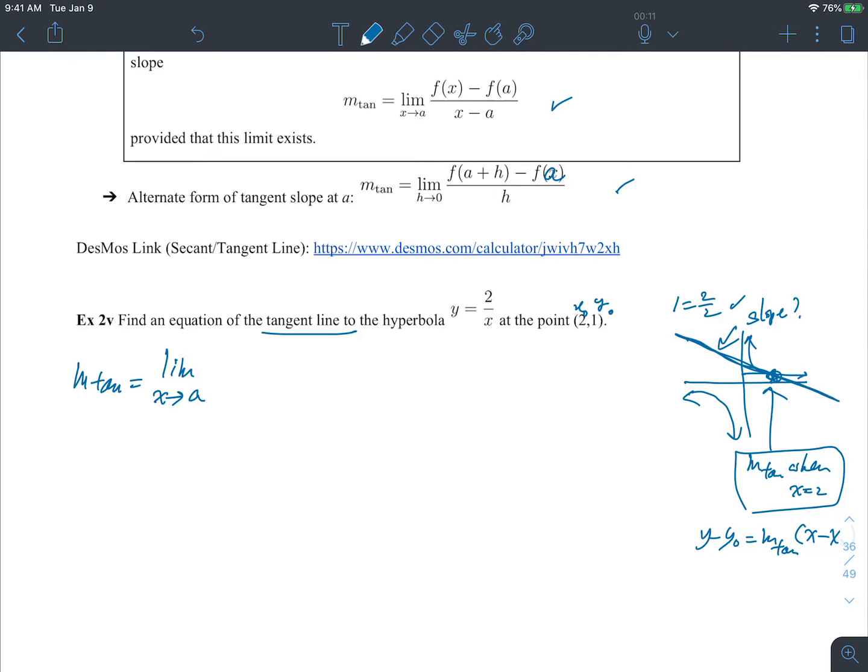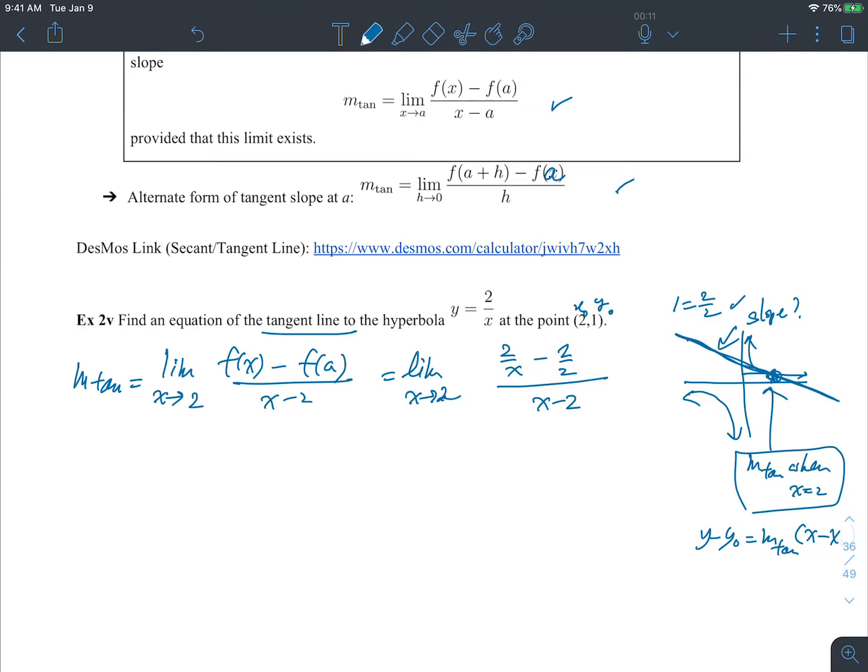What that means is that we got f of x minus f of a over x minus 2. Well, f of x is defined to be 2 over x. f of a, if you plug it in, is 2 over 2. And that's over x minus 2. Now we know that that's 1, right?